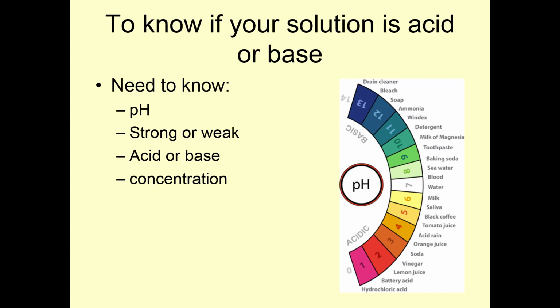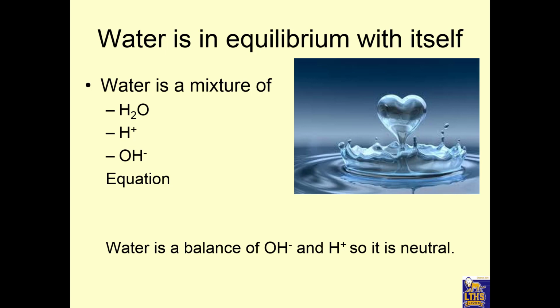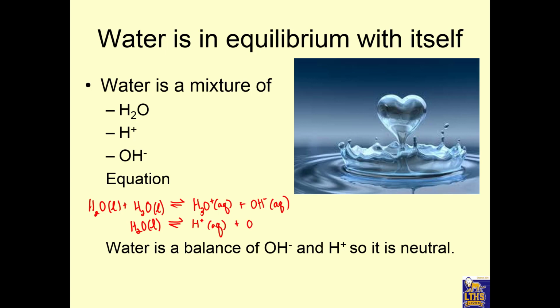To know if your solution is acid or base, you need to know its pH, whether it's a strong or weak, whether it's an acid or base, and its concentration. So water is actually in equilibrium with itself. You could have H2O liquid plus H2O liquid, and they run into each other. Boom, boom, boom, collision theory. And sometimes when they do that, an H3O plus and an OH minus forms as a hydronium or hydrogen ion is transferred from one water to the other. Because of that, we could also write it as H2O liquid in equilibrium with H plus and hydroxide.